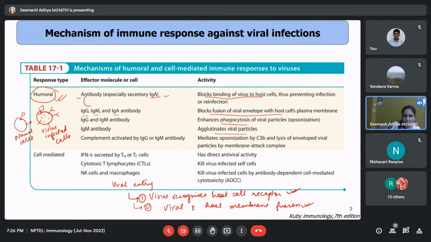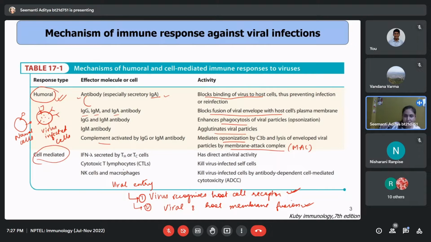And complement activation also. Complements work by opsonization and by creating a membrane attack complex, or MAC, that produces a pore on the surface of the infected cells and then causes the lysis of the cell. So this is the humoral branch, where the complements and the antibodies play a major role in providing protection against viral infection. In the cell-mediated branch, we'll have the T cells and the B cells, as well as the NK cells and macrophages.